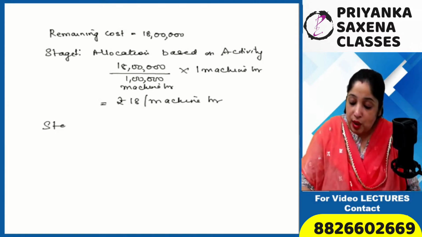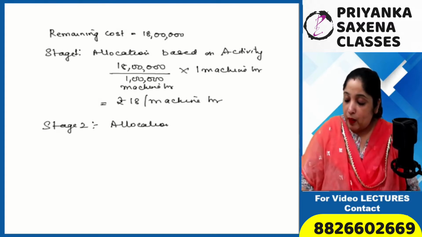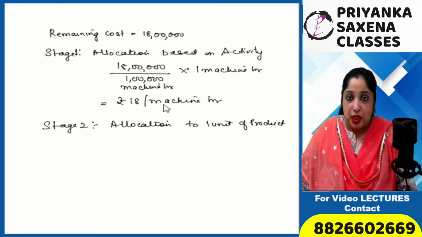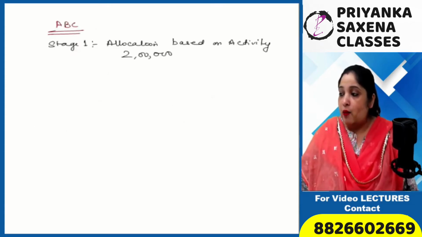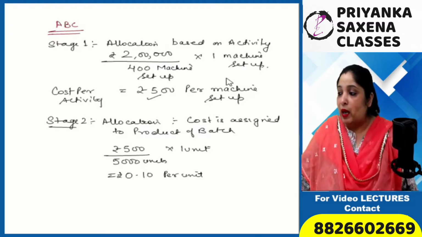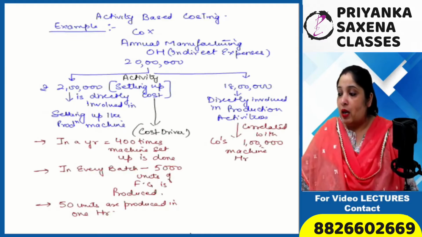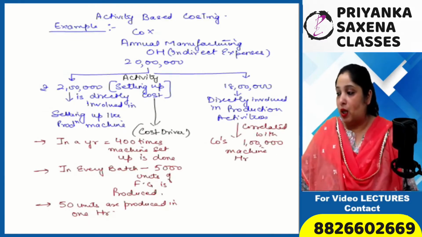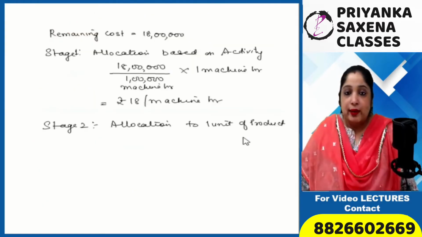Okay, now stage 2 allocation. Stage 2 allocation is allocation to 1 unit of product. How do you do it? During this activity of running the machine, how many units are produced? What is the activity? Running of machine. Earlier the activity was setting up of machine, during which we produced 5,000 units at one go. Now, going back, it is given that 50 units are produced in 1 hour. Very simple.